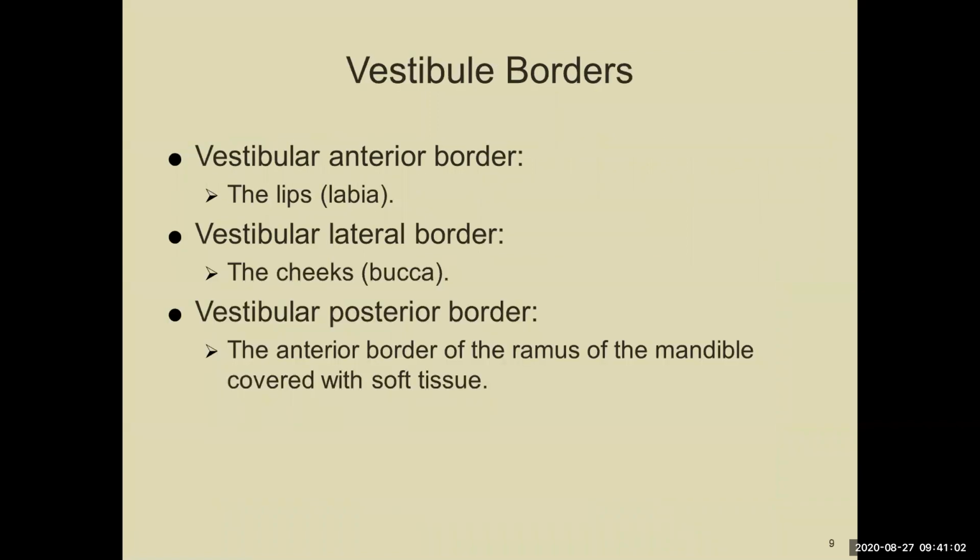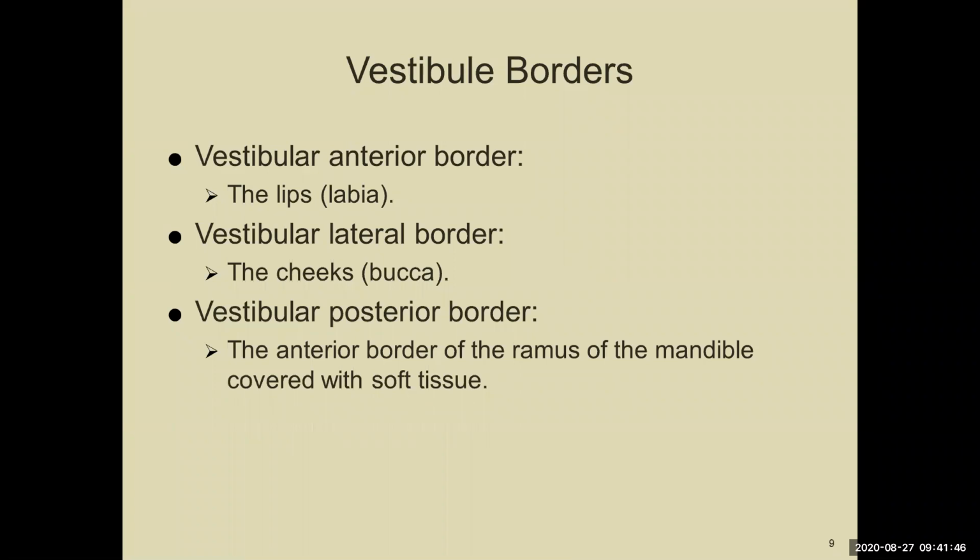So let's talk about some more borders. You've got your vestibular anterior border. Anything anterior means front, anything posterior means towards the back. So vestibular anterior border are the lips or the labia. You've got your vestibular lateral borders. Lateral means the sides, and those are your cheeks, the buccal, the bucca, depending on if you're doing the Latin or the not. So you've got the lateral border, which are the cheeks, and then you've got your posterior borders, and those are the anterior border of the ramus of the mandible covered with the soft tissue.